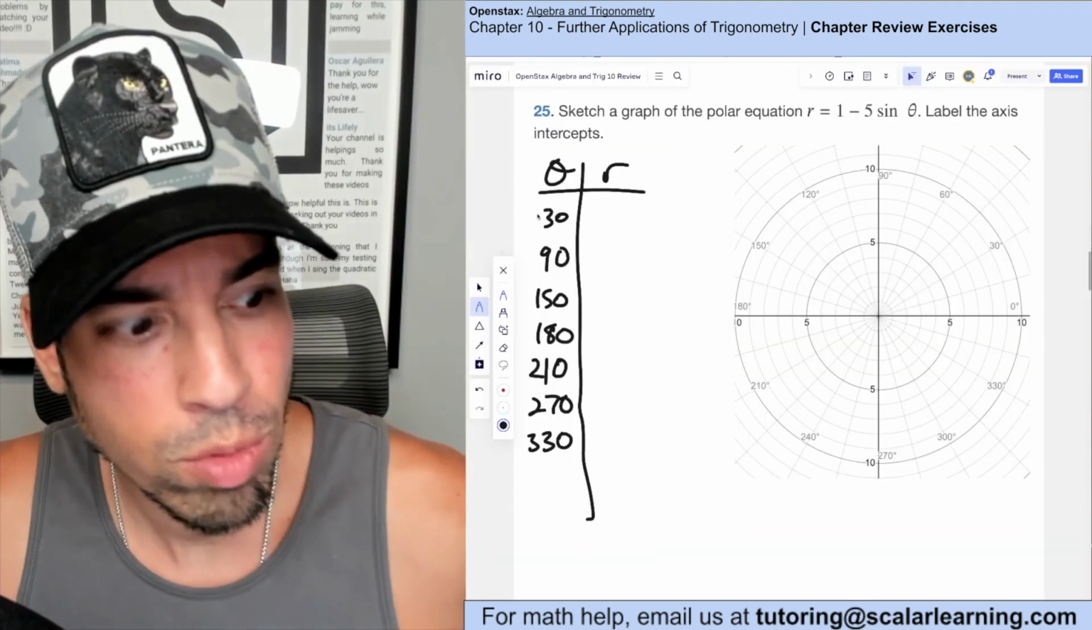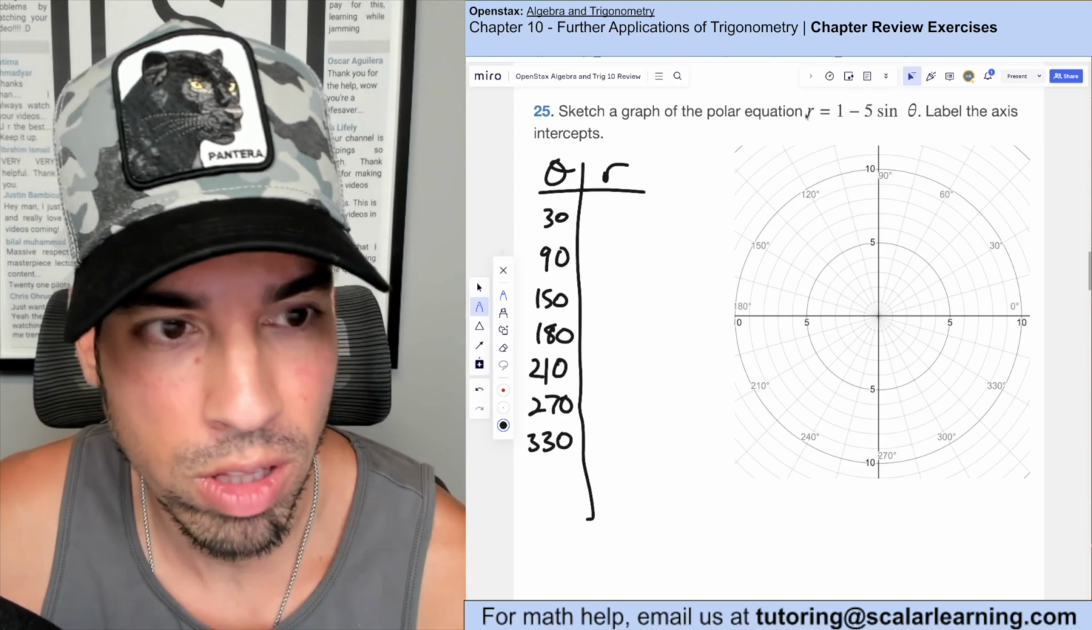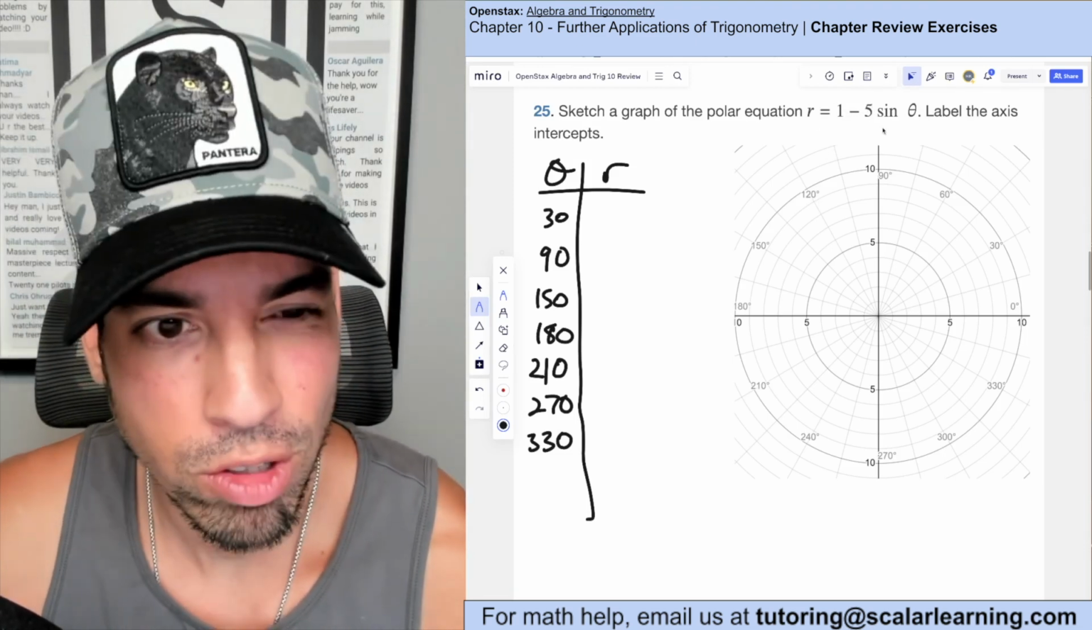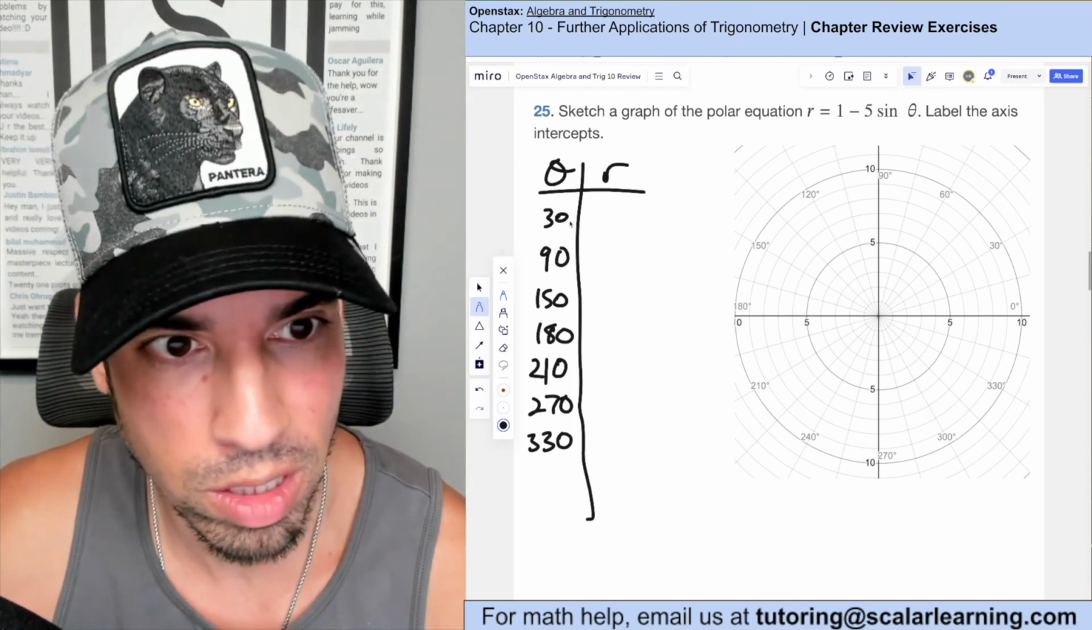Done. So for this one, I just got a few theta values. The reason why I chose these is they're going to be easier for us to calculate the r values mentally without using a calculator. Obviously, you can fill in more. I could test 45, 60, etc. But let's start with this, see how this goes.